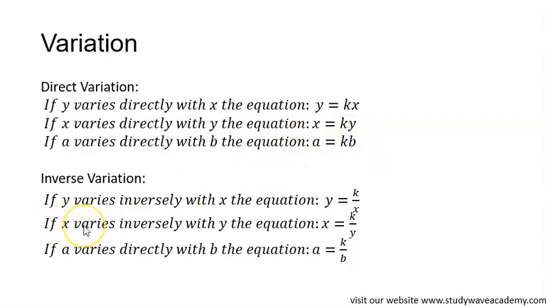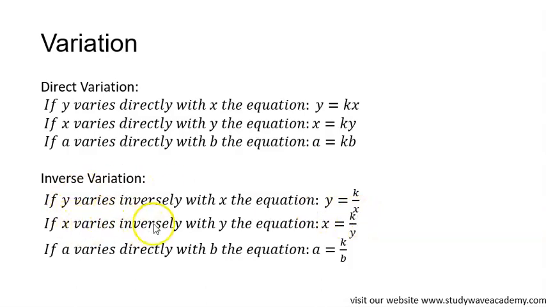Now in inverse variation, if y varies inversely with x, the equation is y equals k over x, okay? If y is inversely proportional to x with a constant of 3, the equation will be y equals 3 over x. Do you understand what I'm saying?